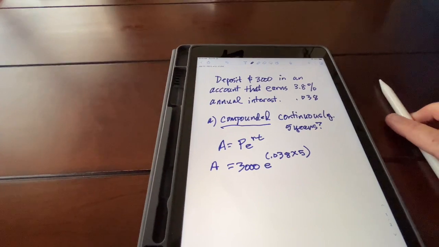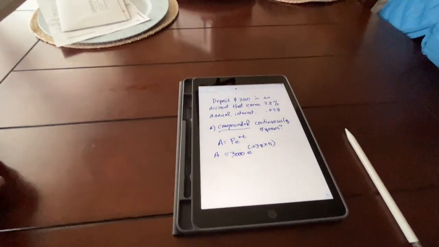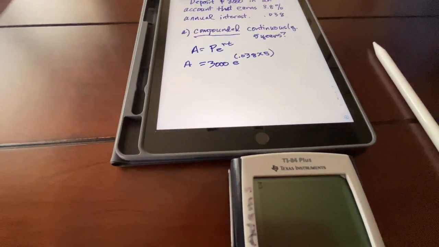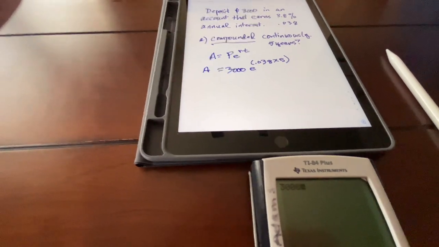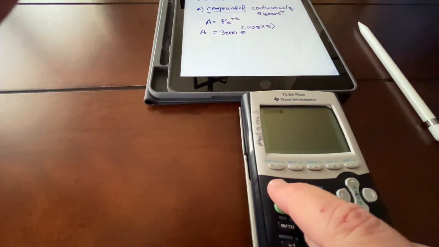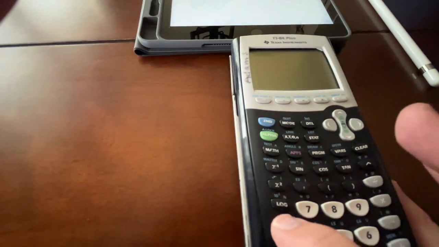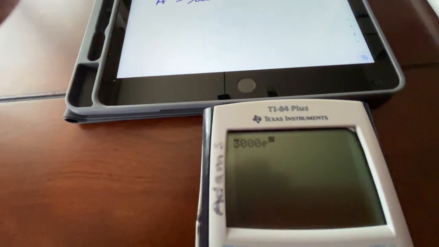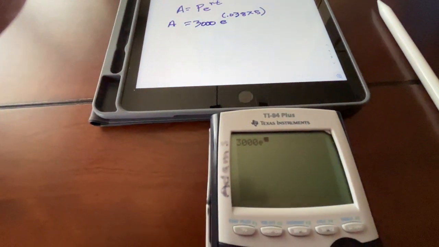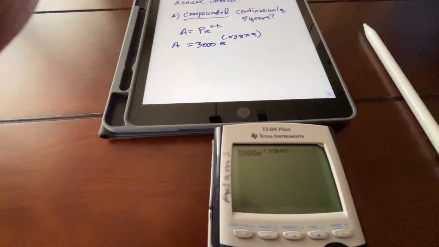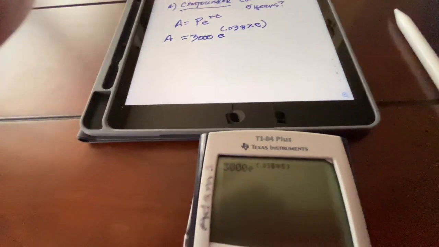So let me swap over here to the graphing calculator, and I'm going to type that in. So I type in 3,000. Now watch how I can get the E on there. I want to get 3,000 times E. So you hit second, this blue button, second, and LN there. Notice what that looks like. It gave me the E there. And then I want to raise that to the power, and I'm going to put it in parentheses, 0.038 times 5 and close the parentheses. So that's what it looks like so far.